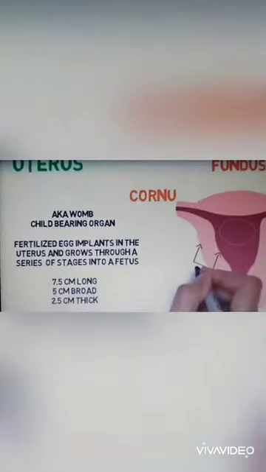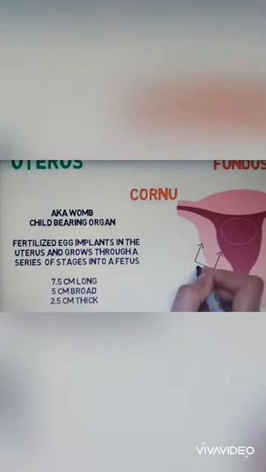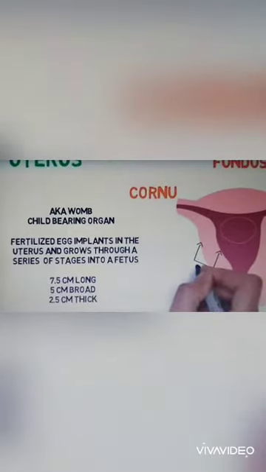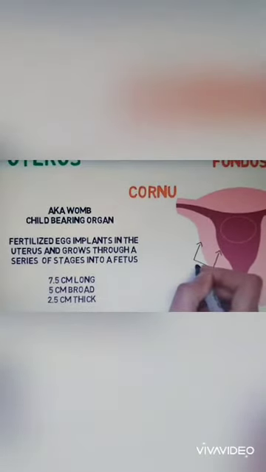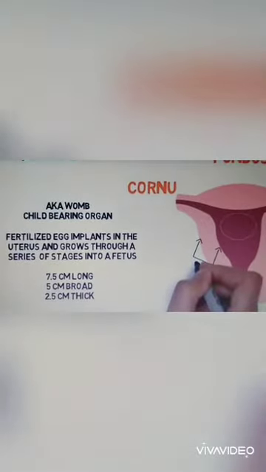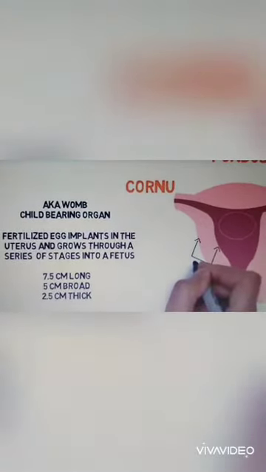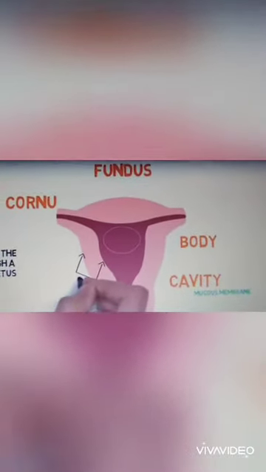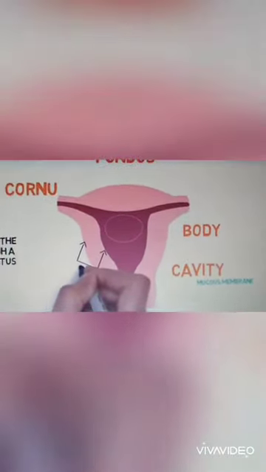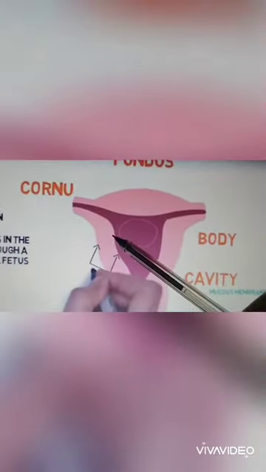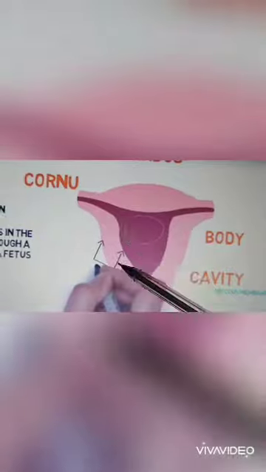Next important part is the uterus. The uterus is used for bearing the child, that's why it is known as a child-bearing organ. Here the egg implants in the uterus, and it goes through a series of stages. It is 7.5 cm long, 5 cm broad, and 2.5 cm thick. It contains several parts: the first one is the fundus, and the next one is the body, and it contains a cavity with mucous membrane, and the cornua, which are attached to the fallopian tubes.